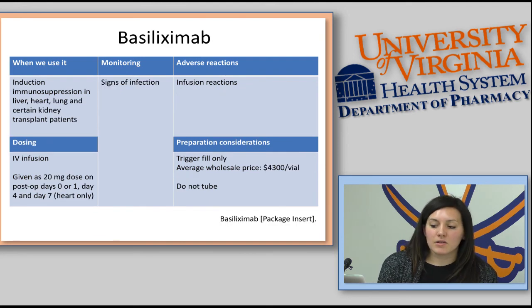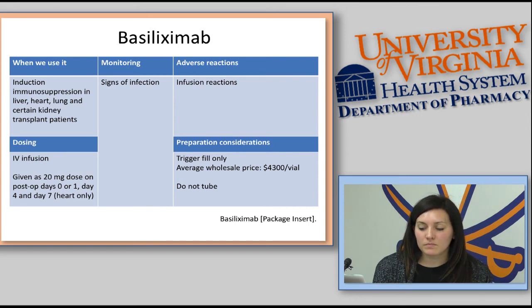The other induction immunosuppression medication that we use at University of Virginia is Basiliximab, or Simulect. We use this medication in liver, heart, lung, and certain kidney transplant patients. This medication again is an IV infusion, and it's given as a 20 milligram dose on post-op day 0 and day 4, or day 1 and day 4, and day 7 in heart transplant patients only.